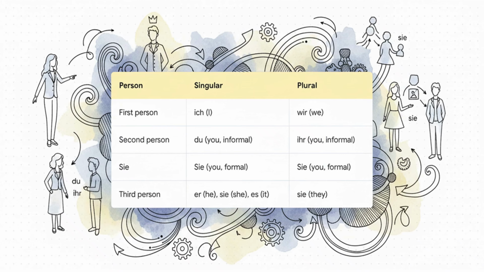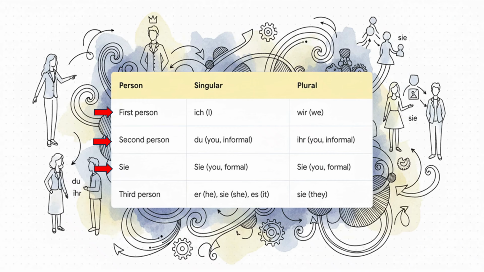Now let's look at the complete list of personal pronouns in German. We divide them by person, who is speaking, and by number, singular or plural. In the first person, ich means I when we talk about ourselves, and wir means we when we talk about ourselves and others. In the second person, we have du for informal you, that is used with friends, family, or people of the same age, and ihr for informal you when speaking to more than one person.